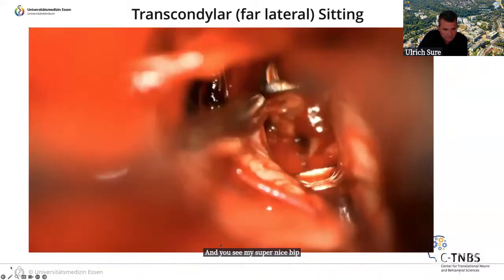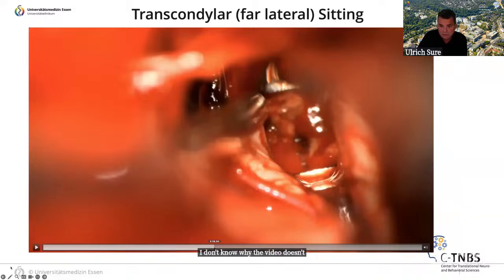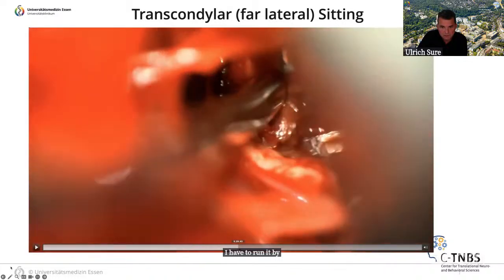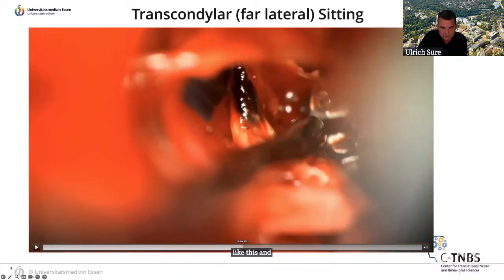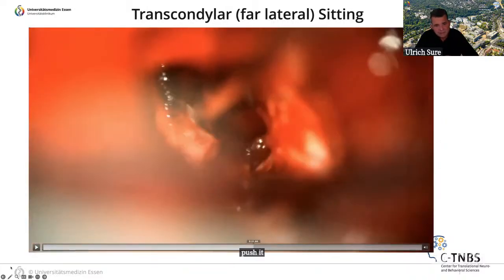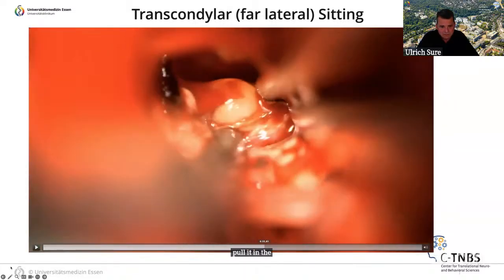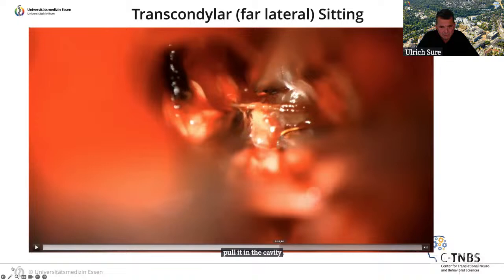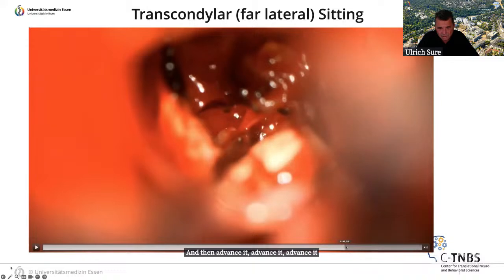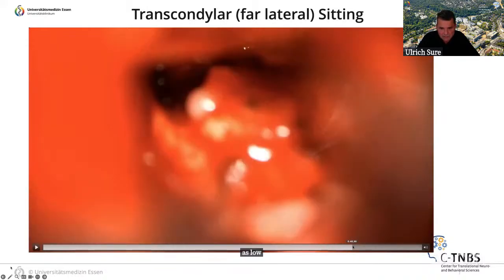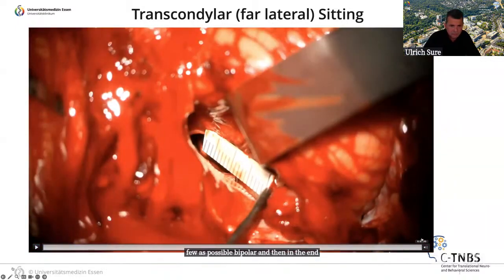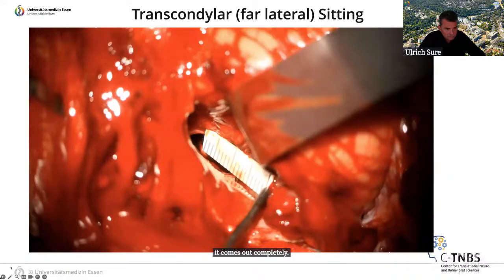bipolar. I don't know why the video doesn't run. I have to run it like this, and here you will see the same thing. I always push it and pull it in the cavity, and then advance it with as few bipolar applications as possible, and then in the end it comes out completely.